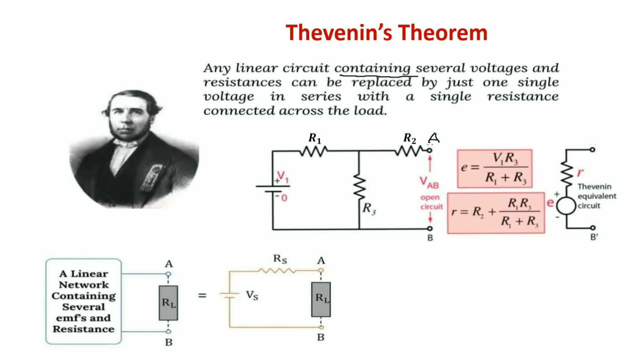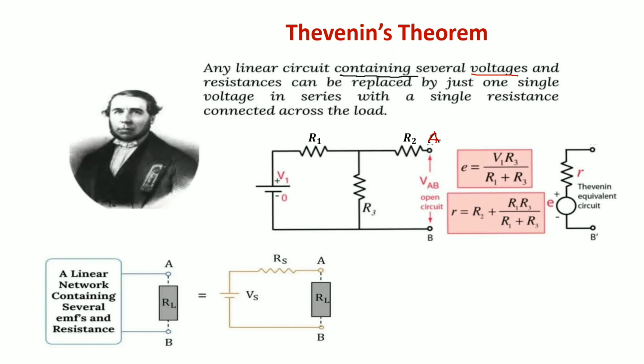So here you must remember that it is a linear circuit with several voltages. Norton is different. Norton and Thevenin are both the same, but they are different. I will discuss their difference when we come to Norton. Then it is converted into a current source and resistance, which I will discuss.